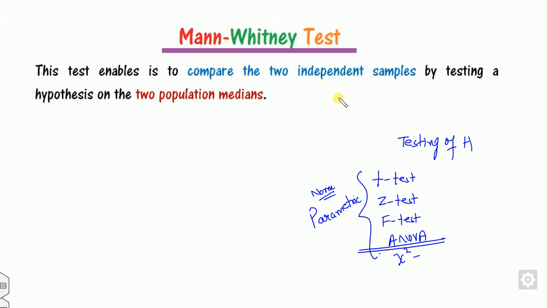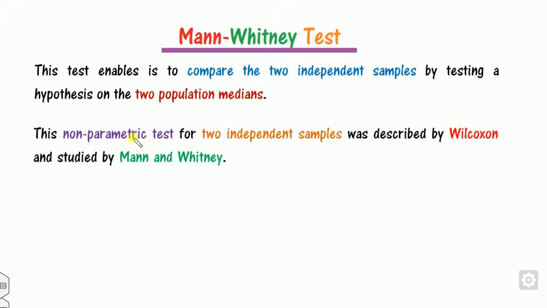But in the non-parametric test we are working with distribution-free parameters. This Mann-Whitney test is the analog of the t-test for the non-parametric case. The corresponding non-parametric test is called the Mann Whitney U-test. This test enables us to compare two independent samples by testing the population median. Always remember that whenever we discuss non-parametric tests, we are not talking about the mean and variance. We are always talking about the median.